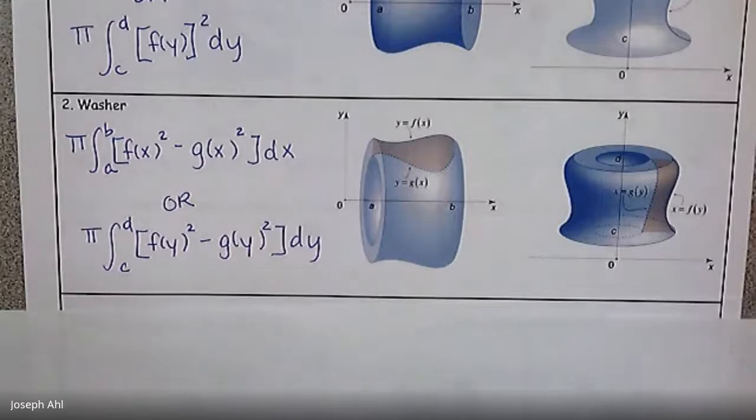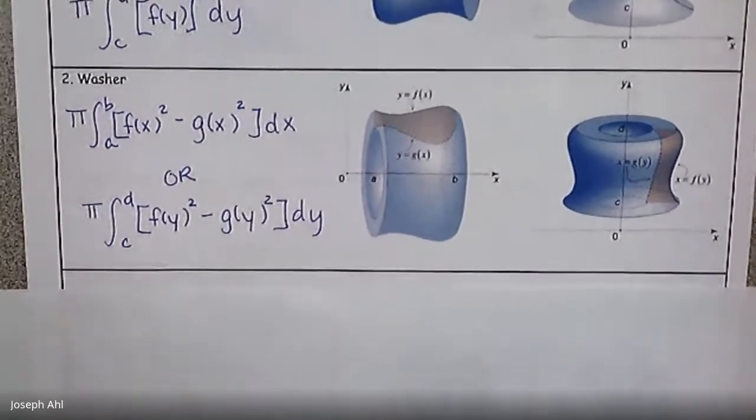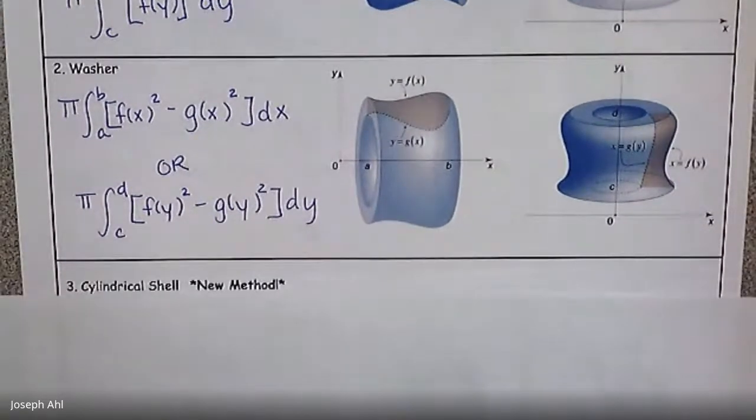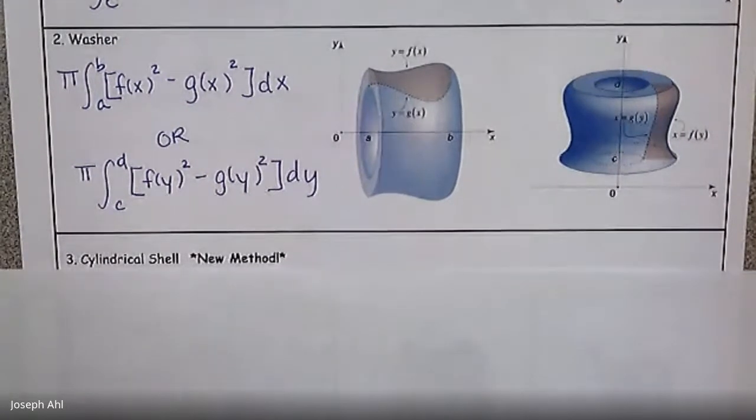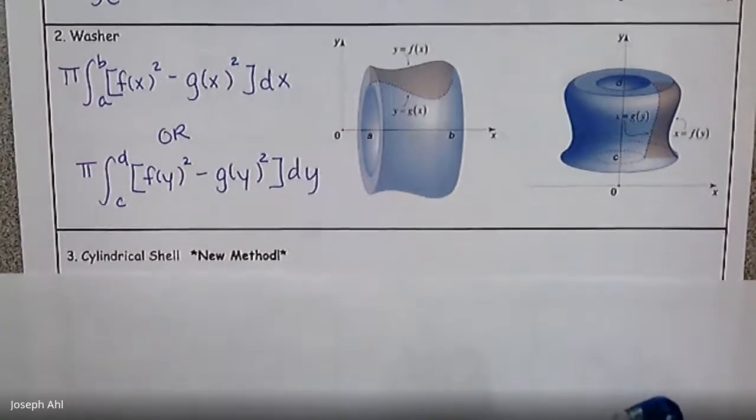Those are our two techniques that we know up until this point, and now we move on to our new technique, which is the cylindrical shell method. You can see in your notes what the cylindrical shell method looks like, but how do we find the volume of a shell?